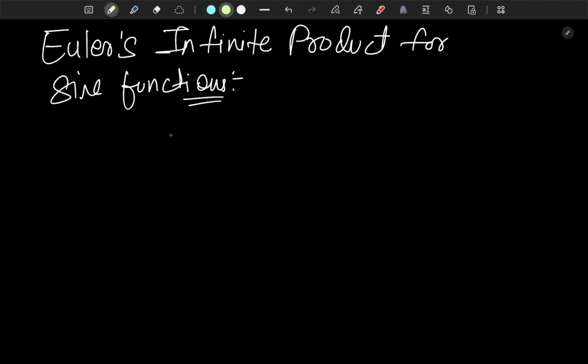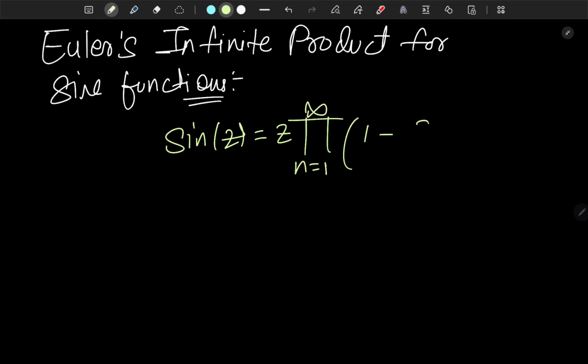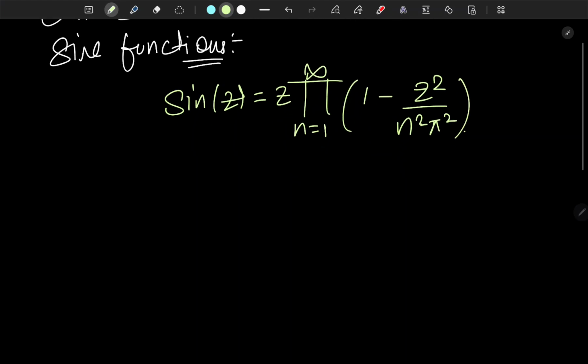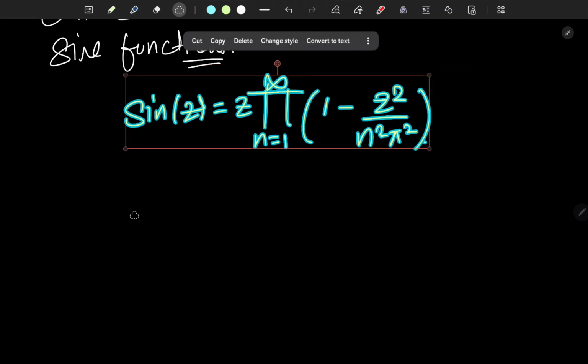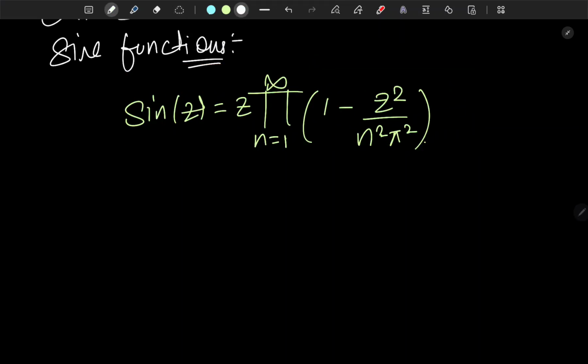Okay, so let's talk about this one here. So basically it is sine of z equals z times the product as n goes from 1 to infinity of 1 minus z squared over n squared times pi squared. So this is what we have as the infinite product of a sine function, which was proved by Euler.